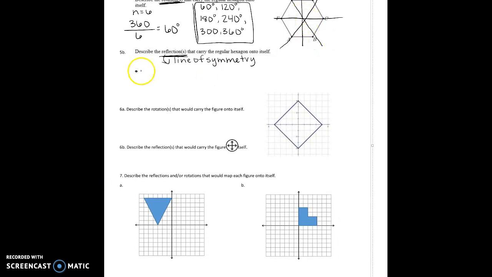And that's a terrible drawing, but hopefully you can see that if we reflected it over the line created by, is that EB? That would be a line of symmetry, as well as AD, as well as the vertical line and the horizontal line.